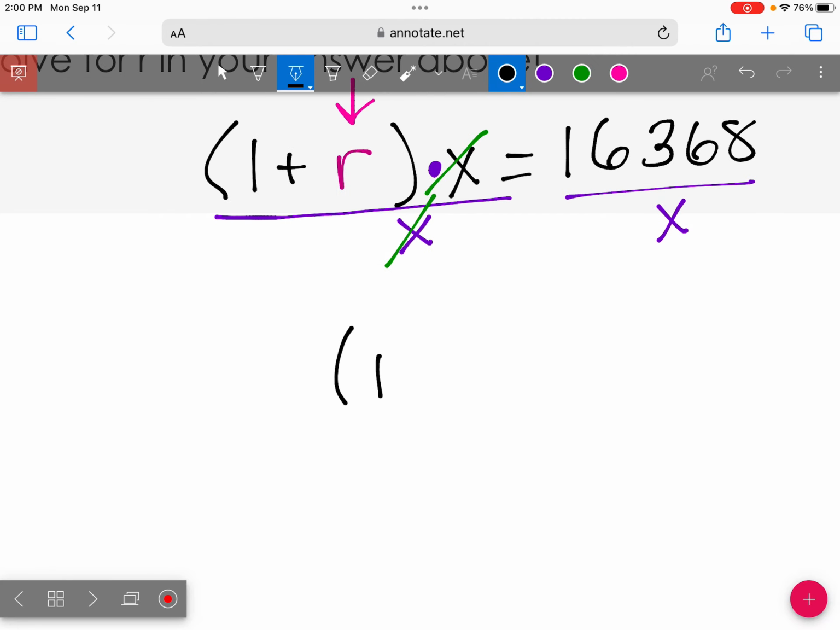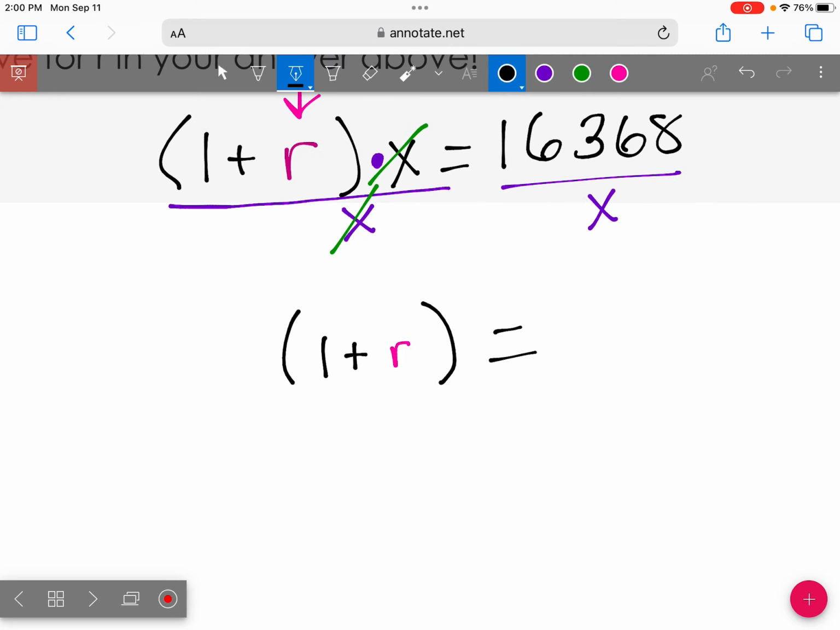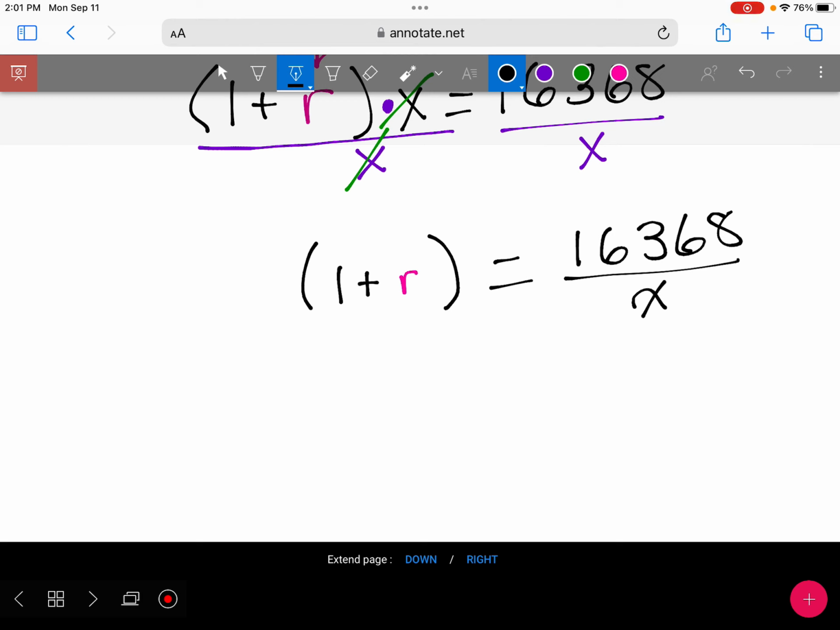It's going to leave us 1 plus r equals 16368 divided by x. Are my parentheses doing anything on the left-hand side? Or are they just kind of in the way now? Do we have anything outside the parentheses? No, so we don't really need them. So let's drop those off.